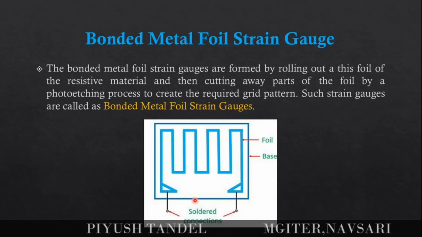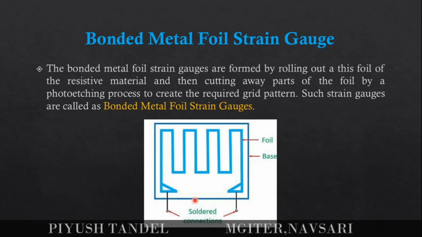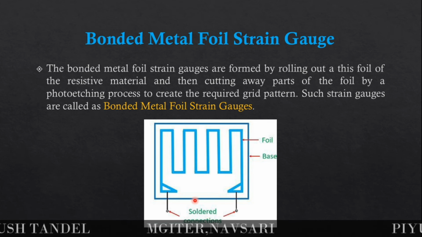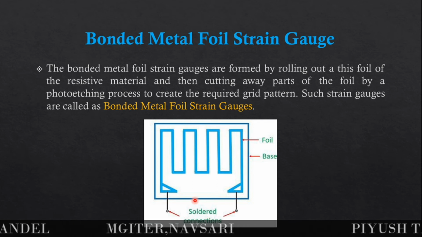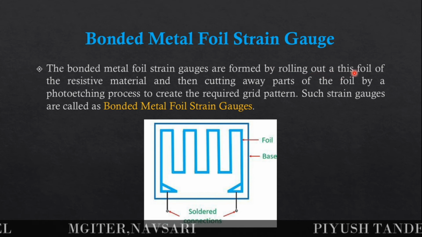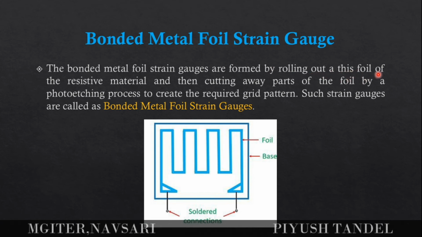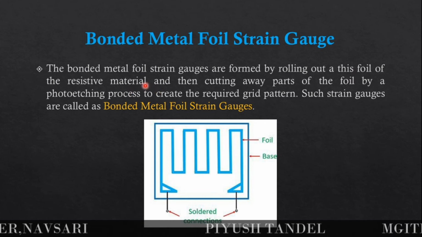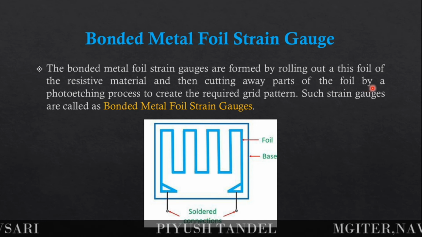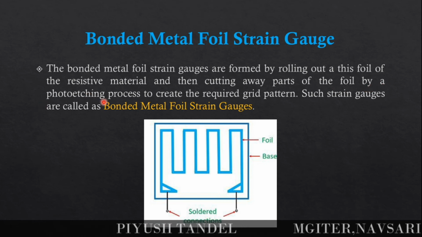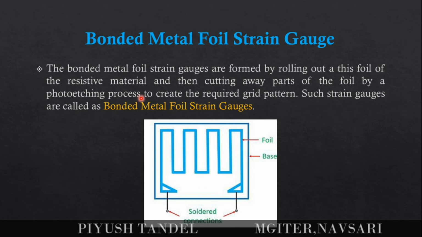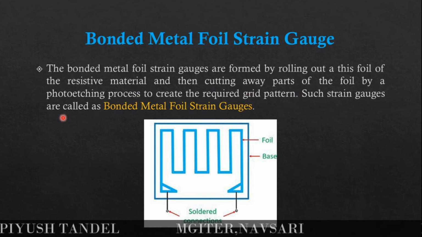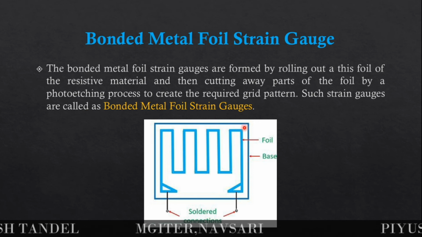Then next theory, that is the bonded metal foil strain gauge. Now this theory is also very important, because bonded metal foil strain gauges are formed by rolling out a thin foil of the resistive material, and then cutting away parts of the foil by the photo-etching process to create the required grid pattern. Such strain gauges are called bonded metal foil strain gauges.